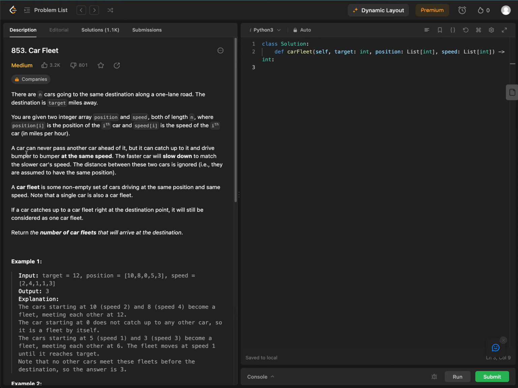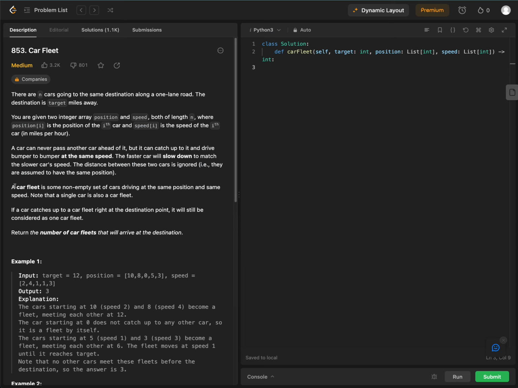A car can never pass another car ahead of it, but it can catch up and drive bumper to bumper at the same speed. So the faster car will slow down to match the slowest car's speed. The distance between these two cars is ignored, assumed to be the same position.